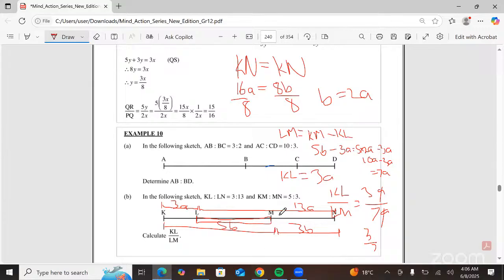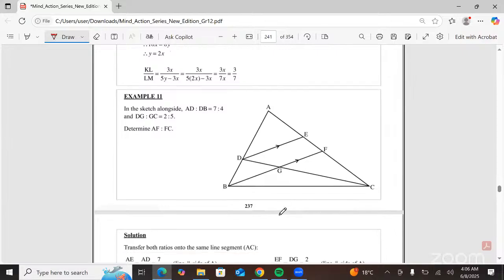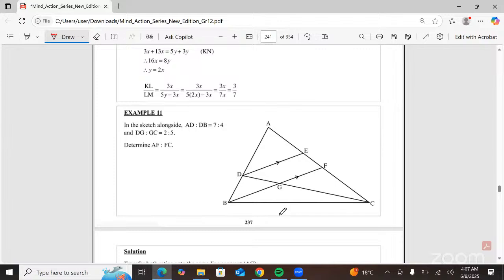Okay, then now let's try to use whatever information you have learned on this problem. In the sketch alongside, it's no longer just a line. It's a triangle whereby we will be playing around with the proportionality theorem to cook something. Let's look at the information that we are given.